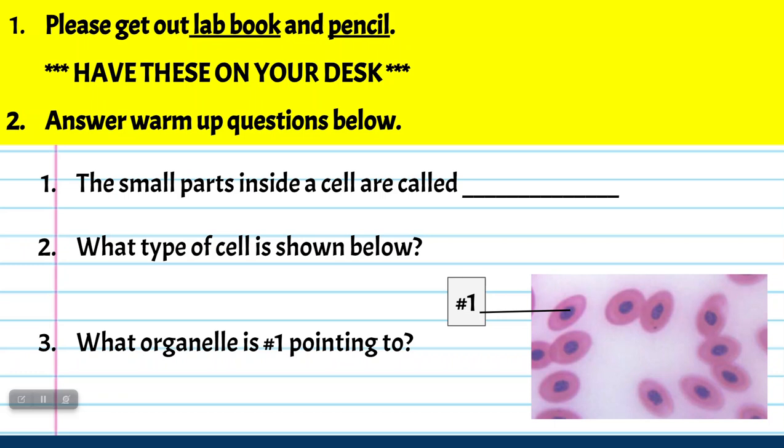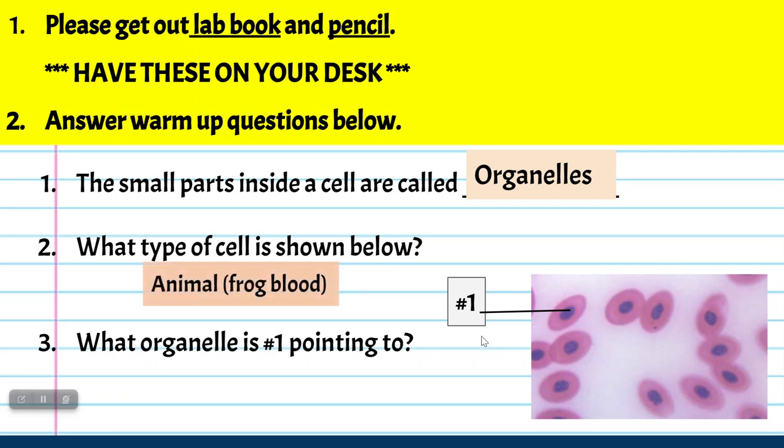So today, we've got some warm-up questions. Quick question. What is the name of the smallest parts inside a cell that have a specific job? They're all called organelles. And what type of cell is shown over here? I will always have shown you cells in our classroom before I ask you to tell me what something is, unless it's something generic like, do you think this is a plant cell or an animal cell? We have seen this animal cell before. It is frog blood. So what organelle is number 1 pointing to? That blue dark structure there, that's going to be the nucleus.